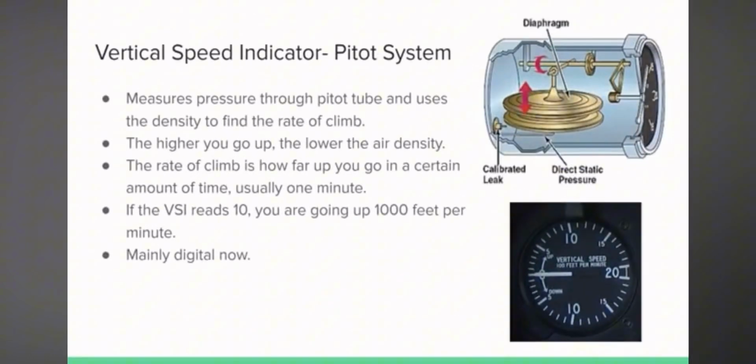The vertical speed indicator, pitot system. The vertical speed indicator measures the rate of climb for the aircraft, and it uses the pitot system to find the air density, since it changes as the altitude increases. The higher the plane goes, the lower the air density, and it can measure the rate that the air density decreases by. The rate of climb is simply the height that you can go up in a certain amount of time, usually 1 minute. VSIs usually show the numbers divided by 100. So if the indicator reads 10, you will be going up 1,000 feet per minute. This is also mainly digital now, but most planes still use this system.